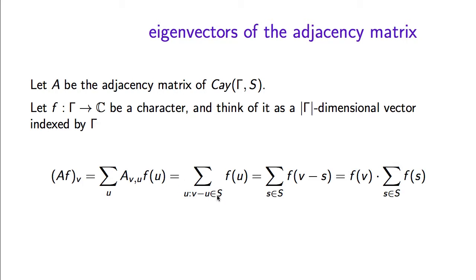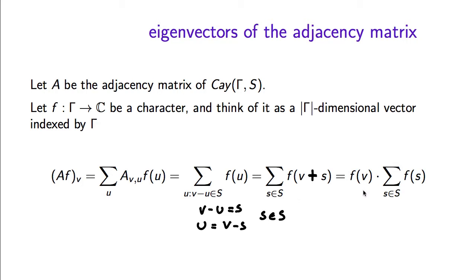Now what does it mean that v minus u is in S? It means that we can write v minus u as being equal to some group element s which is in the set S. So this also means that u can be written as being v minus s for some element s of the set S. So this summation can also be written equivalently as this summation. Then we can also recall that the set S has the symmetry such that minus s is in the set if and only if plus s is in the set. So this is also the same.